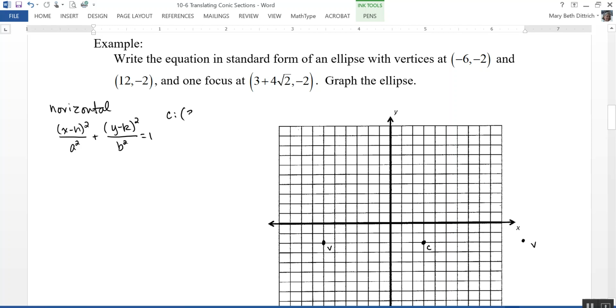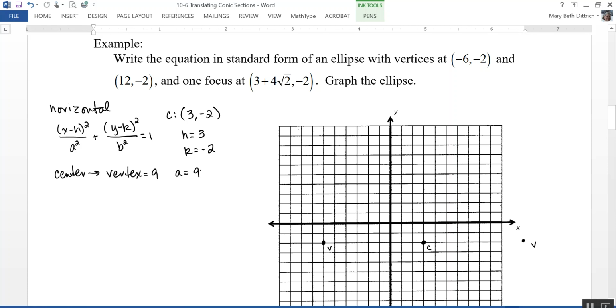So my center is at 3, -2. That tells me that h is 3 and k is -2. Now, this distance from the center to one vertex is what a is going to be equal to. Center to vertex is 9 units. I'll go ahead and write that here. Center to vertex is 9. Therefore, a is going to be equal to 9.